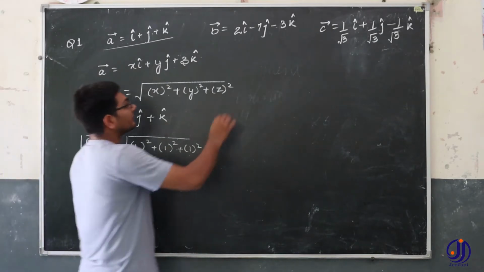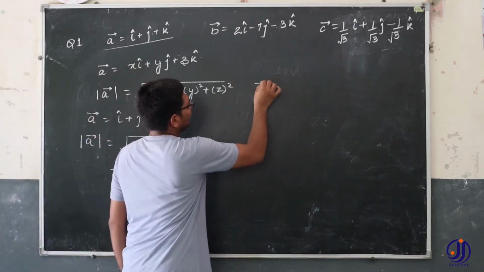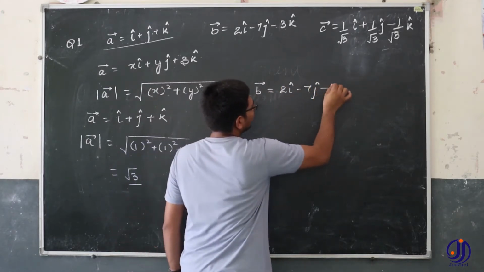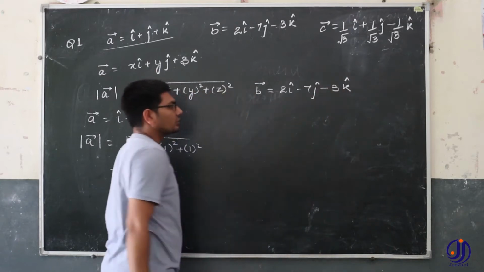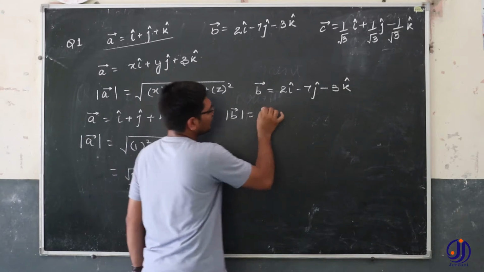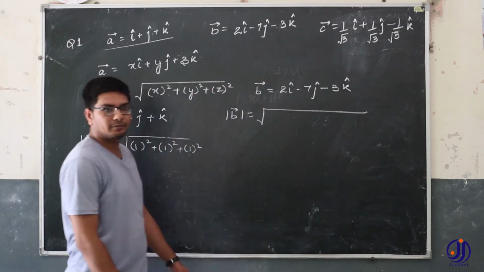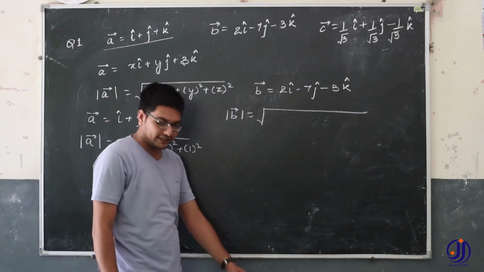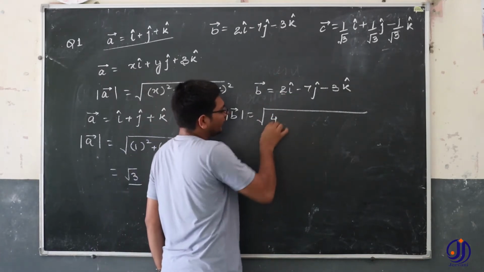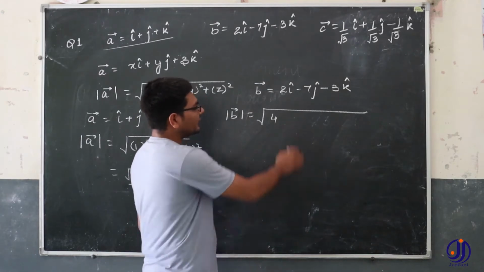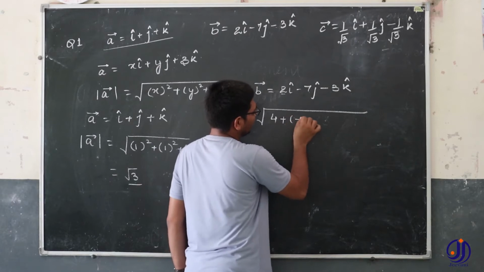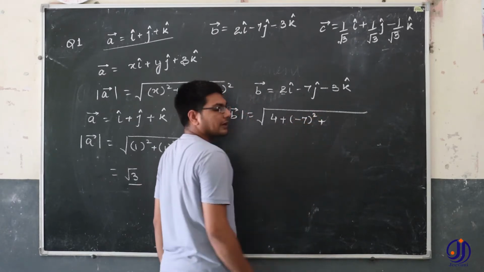So root 3 is the magnitude of vector A. In a similar manner we have vector B as 2i cap minus 7j cap minus 3k cap. To calculate the magnitude of vector B, we will just square the x component, y component and z component and then add them. The square of x component 2 is 4, and y component is minus 7. Its square is minus 7 square, plus minus 3 square.